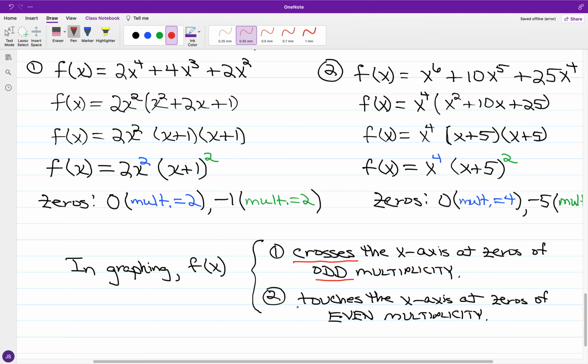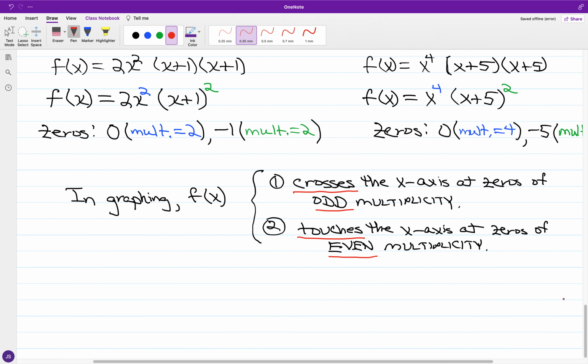So if you had the buzzwords here, you had to touch the x-axis whenever you had the zeros to be of even valued multiplicity. Okay, and they'll give you just a case here in terms of the behavior of the graph of a function.